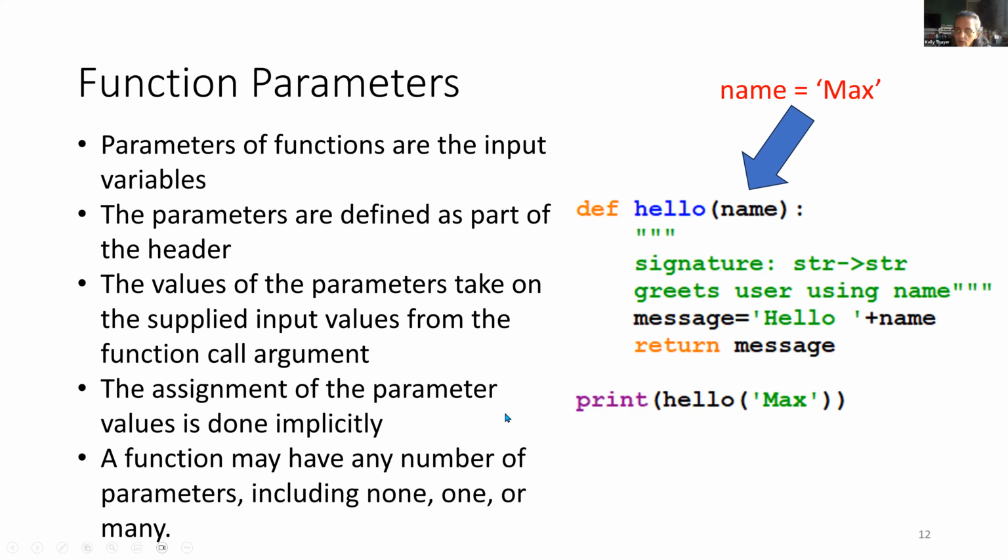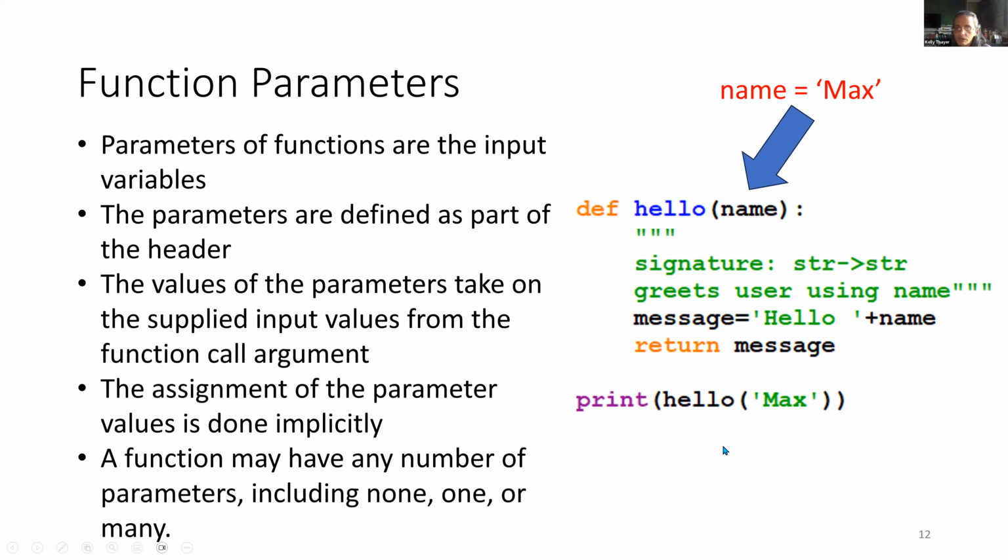So here's our function call right down here. We have print, and then we have hello, the name of the function, and we have some information here. The number of things that are supplied here need to match how many variables are accepting the values. A function may have any number of parameters, including none, one, or many. Here we're illustrating one, but there could be multiple here if you have multiple variables up here.